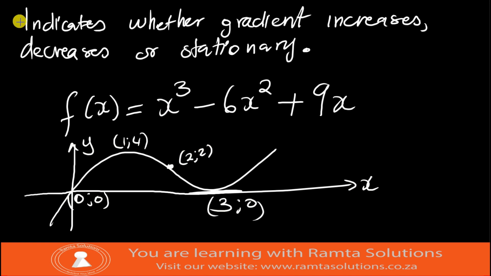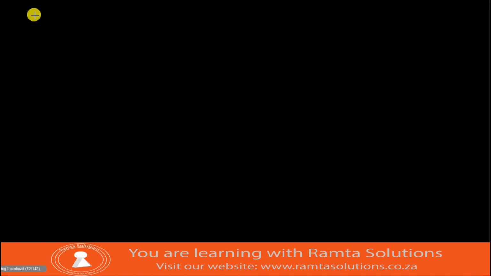So we say concavity indicates whether gradient increases, decreases, or is stationary. Okay, so we are going to find the first and second derivatives of this function. So let's get into it. We are continuing with the investigation. Okay, x cubed minus 6x squared plus 9x.